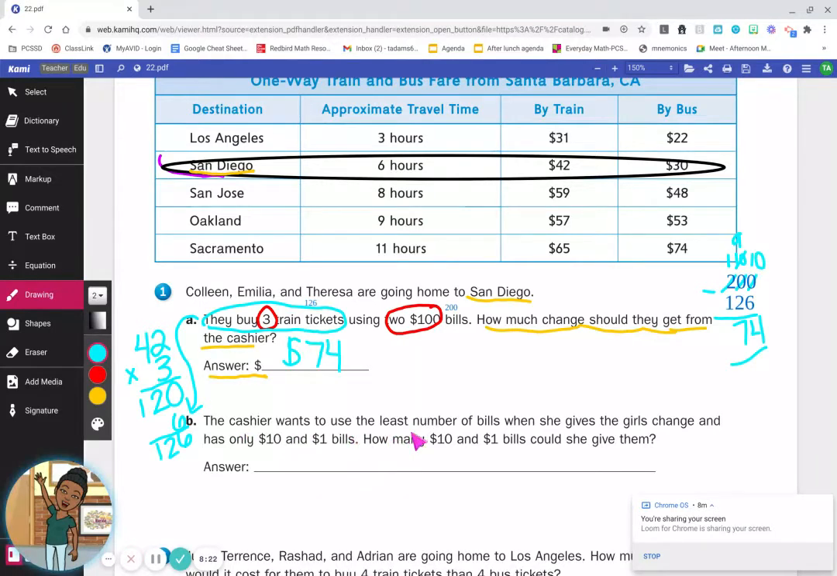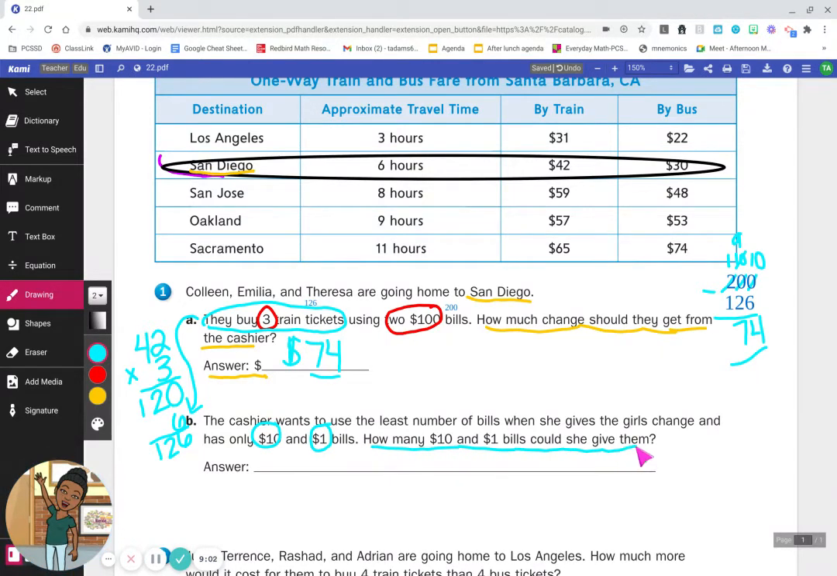The cashier wants to use the least number of bills when she gives the girls change and has only $10 and $1 bills. How many $10 and $1 bills could she give them? So they need to get back $74. That's how much they need. The cashier wants to give them change, and she only wants to use $10 and $1 bills. I'm going to circle that. She wants to make 74 with tens and ones.